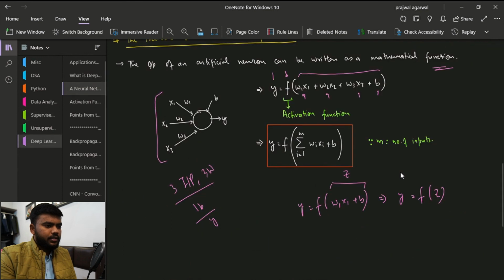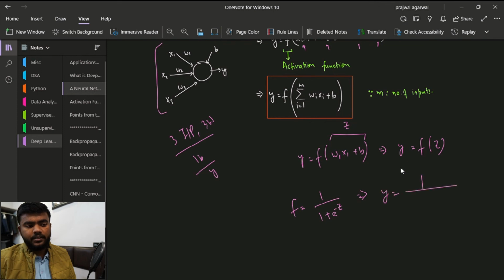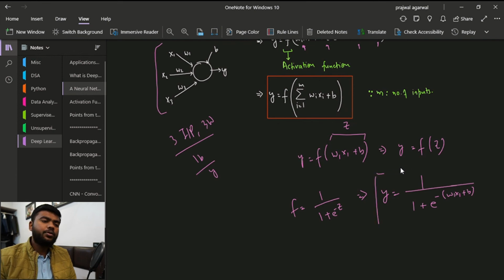So let's consider that our activation function is actually the sigmoid function. So our activation function is actually 1 over 1 plus e to the power minus z. So our output will become something like this. If I take f as this, then our output will become something like 1 over 1 plus e to the power minus of w1 x1 plus b. So this was the role of the sigmoid function.